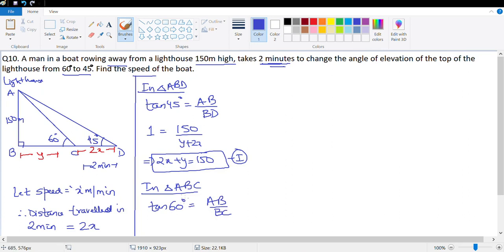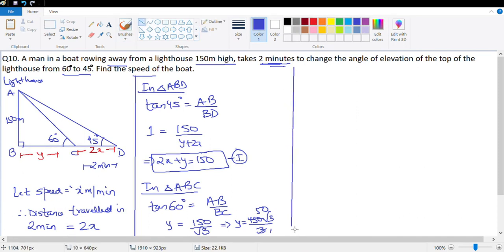And in triangle ABC, I have tan 60 degree is equal to AB upon BC. Tan 60 degree is root 3, which means root 3 into y is equal to 150, which means y is equal to 150 upon root 3, which is y is equal to 150 root 3 upon 3, which means y is equal to 50 root 3. So 3 1 and 3 50. Therefore, y is equal to 50 root 3.